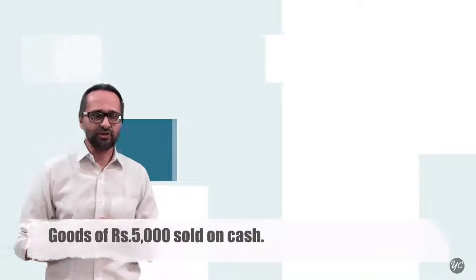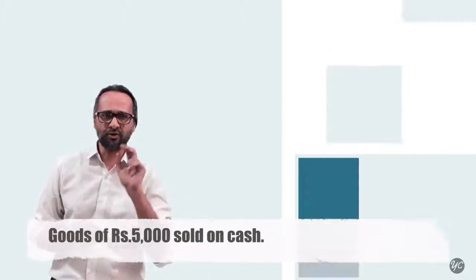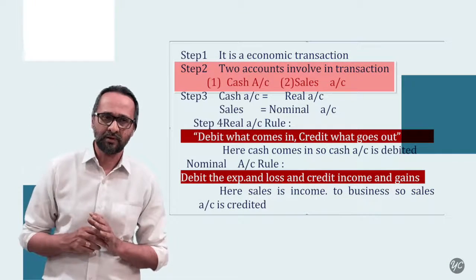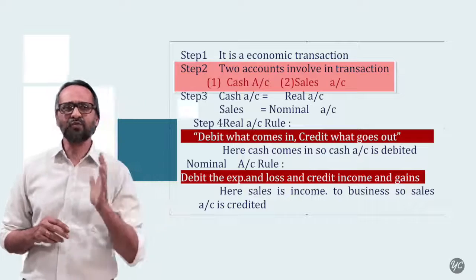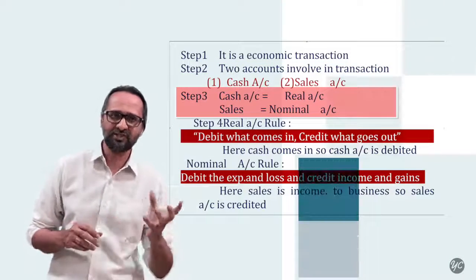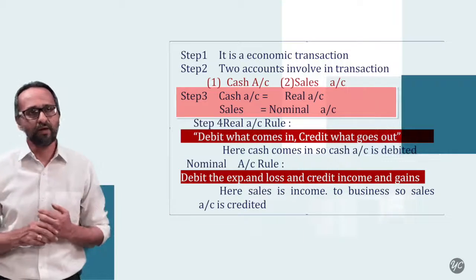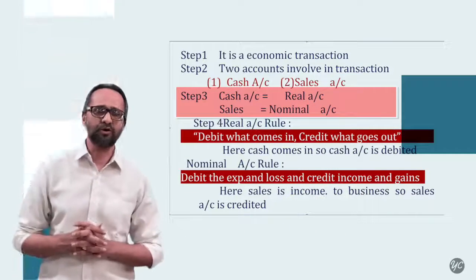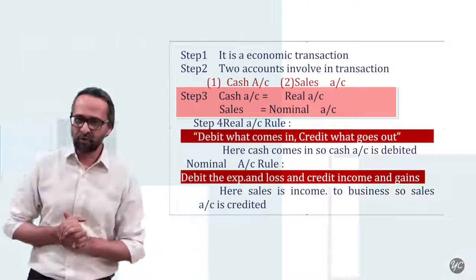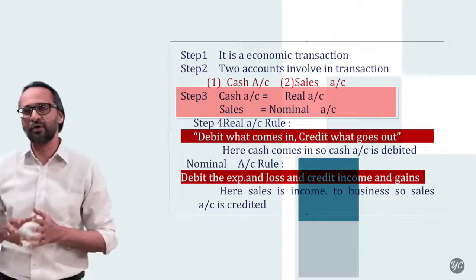So in this transaction, there are two accounts involved. Number one is cash and number two is sales. Now friend, cash is which kind of account? Cash is a real account because cash is our asset. Whereas sales is a nominal account because sales is an income for the business.